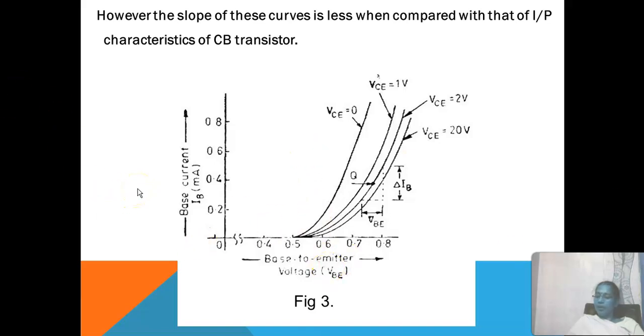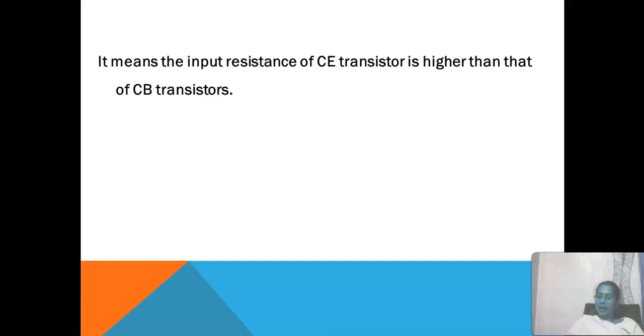The next point we observe from this graph is that the input characteristics may be used to determine the value of common emitter transistor AC input resistance, that is Ri. Its value is given by the ratio of change in base to emitter voltage, that is del VBE, to the resulting change in base current IB at a constant collector to emitter voltage. Mathematically the expression can be written as Ri is equal to del VBE divided by del IB.